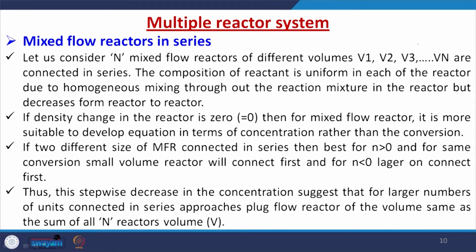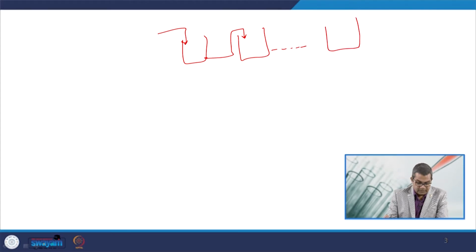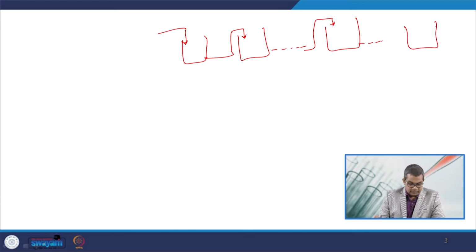Now, let us talk about the mixed flow reactors in series. Mixed flow reactors in series, again a very good concept, and let me draw a basic figure for this one first. This is your basic battery of mixed flow reactors. This is the basic concept: there are several reactors in conjunction with the other one.